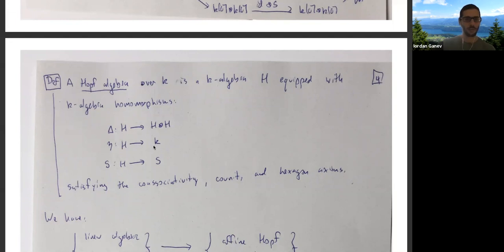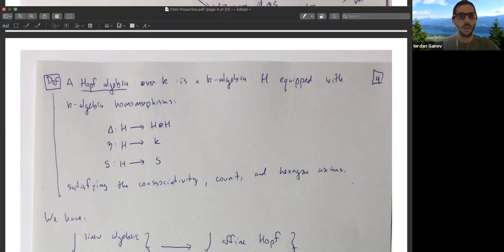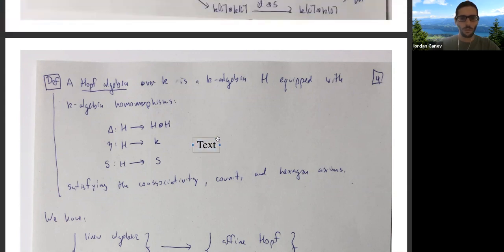Then the counit, epsilon from H to K, and oops, this should be an H. Sorry, I should fix that right away. Actually, correction. S goes from H to H. I'll try to fix that and then upload the new version.